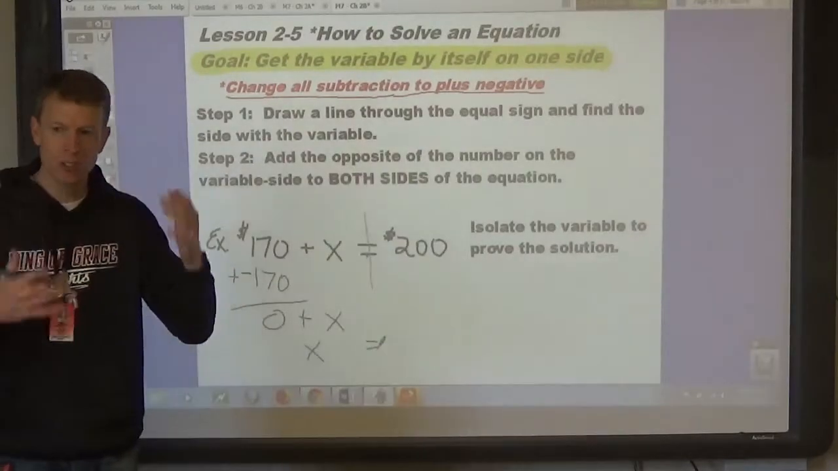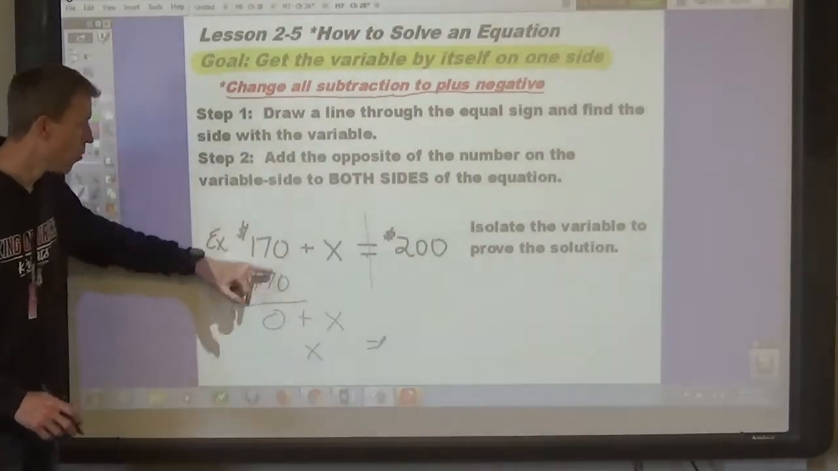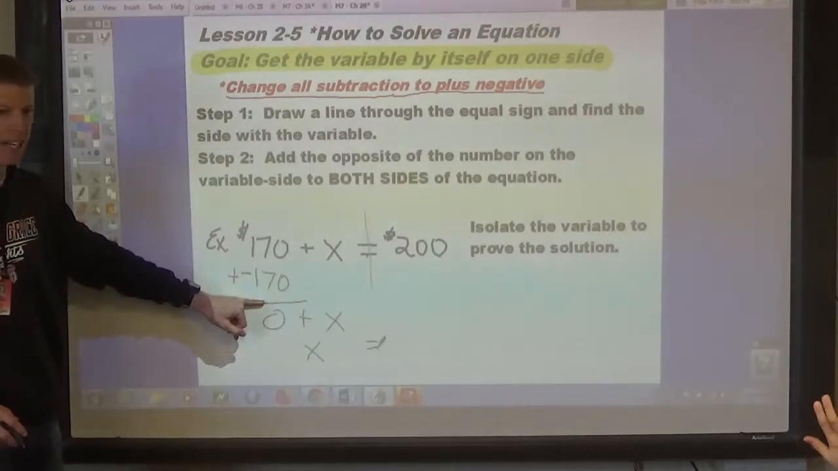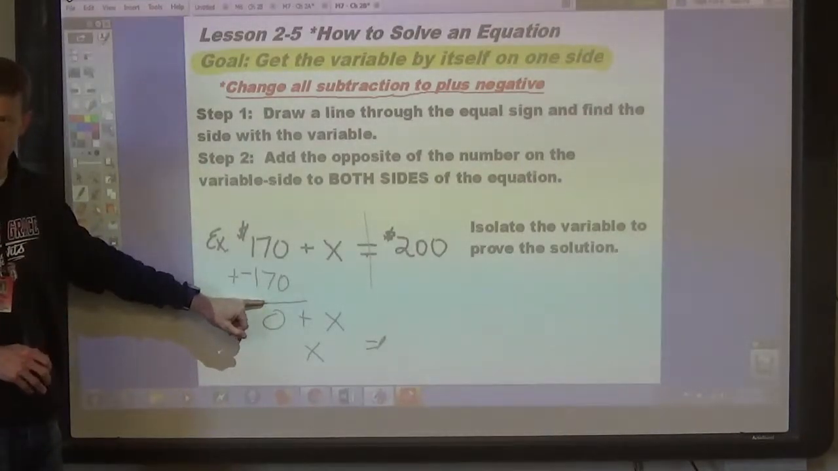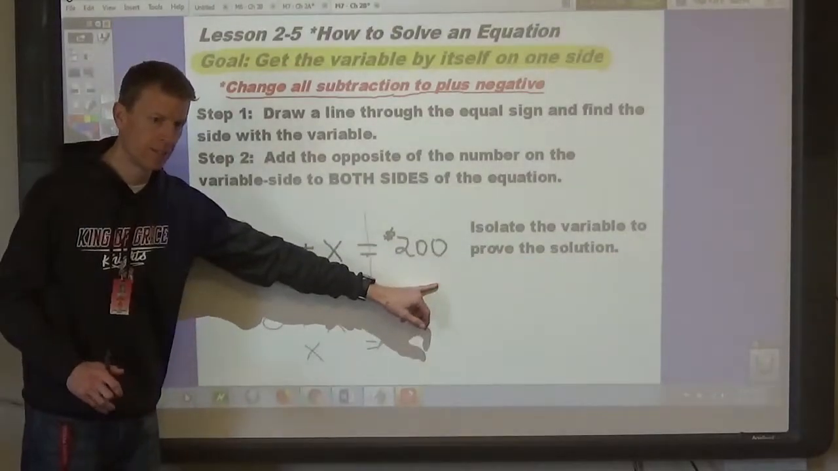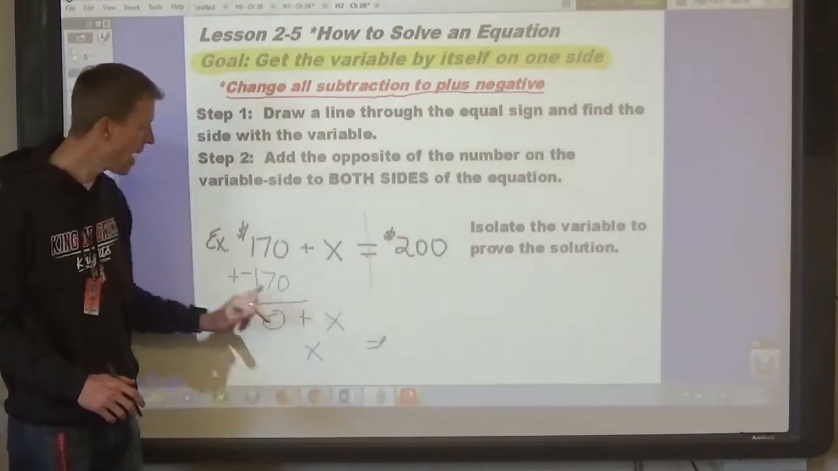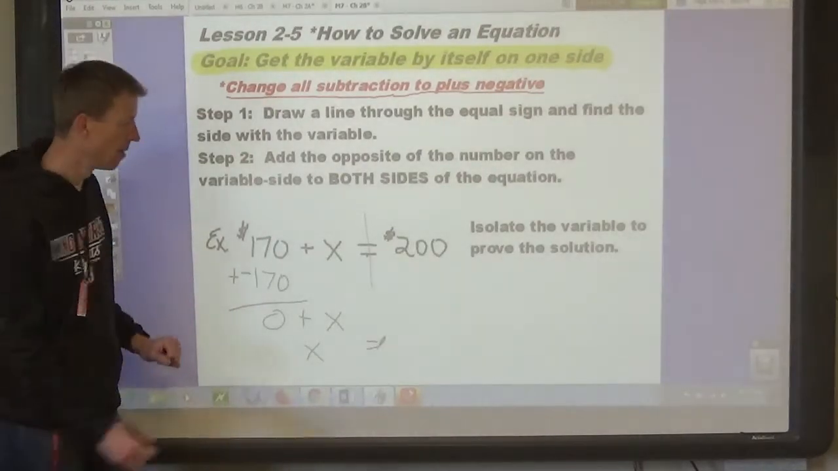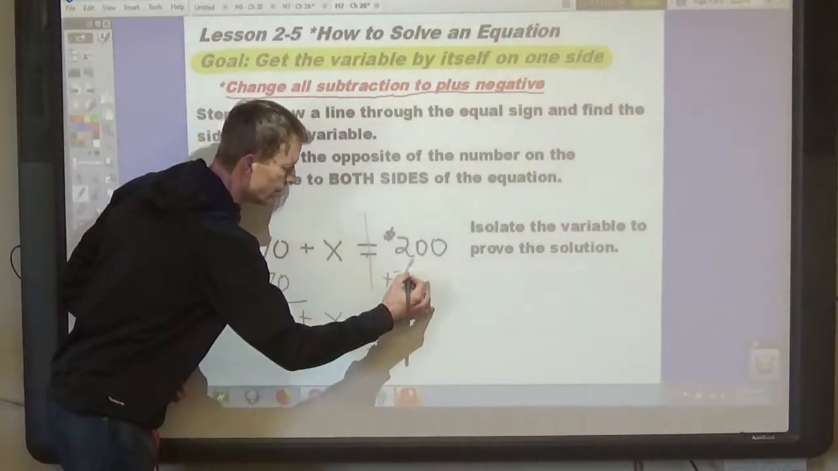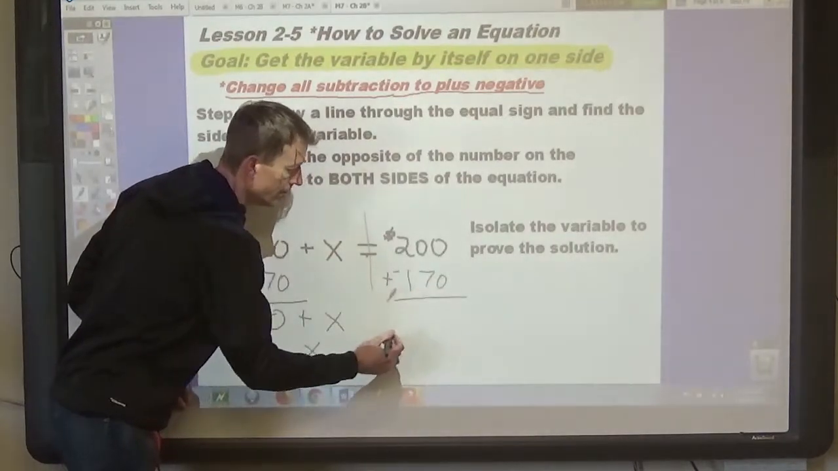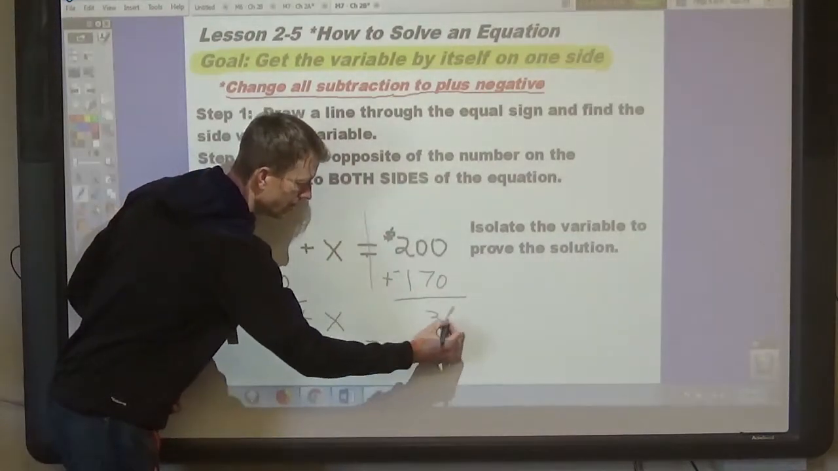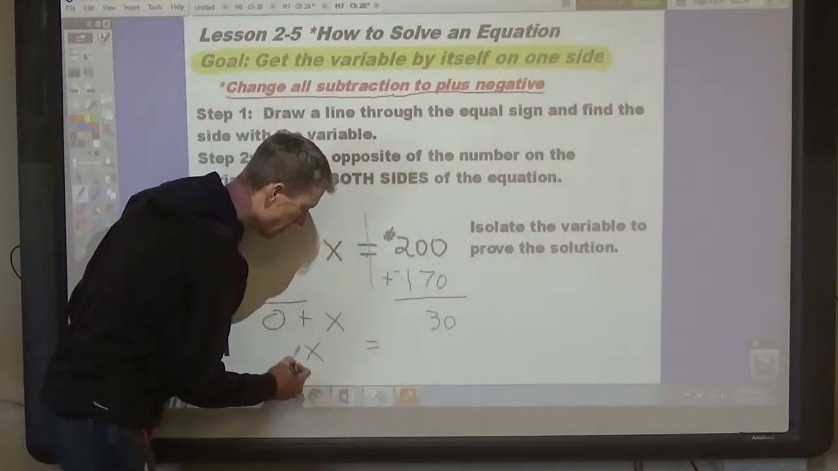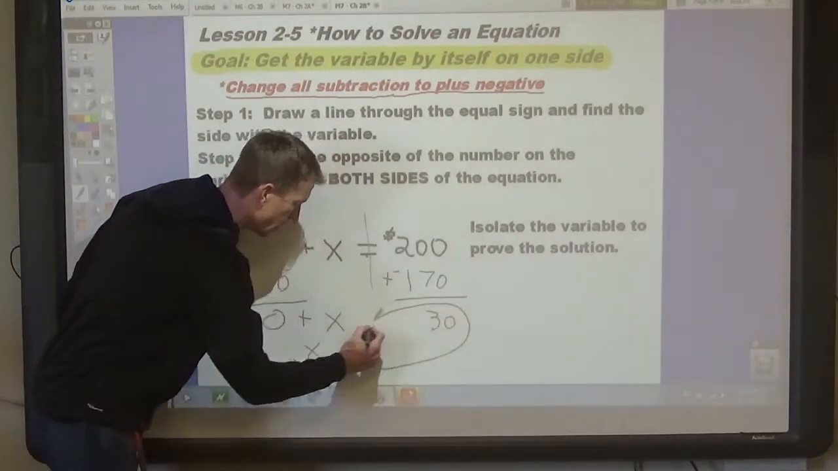That's the logical step. Now, when you add a number to one side, you have to add the same number, the exact same number, to the other side of the equation. So we have to add what? Matt? You would add negative 170 over to 200, and then you would plus that, which would get us 30, and that equals x. Right. And this proves that 30 is equal to x.